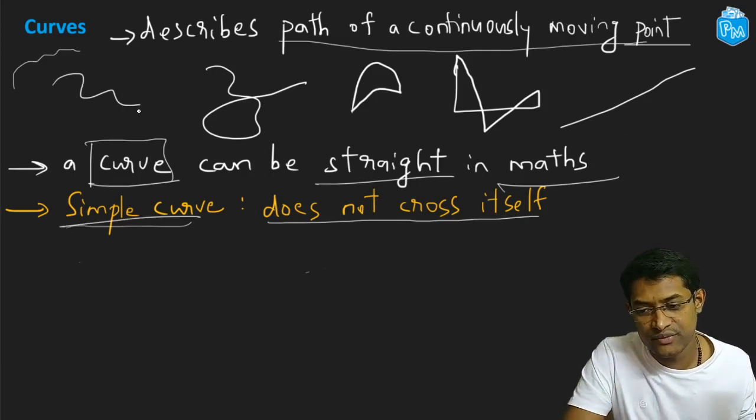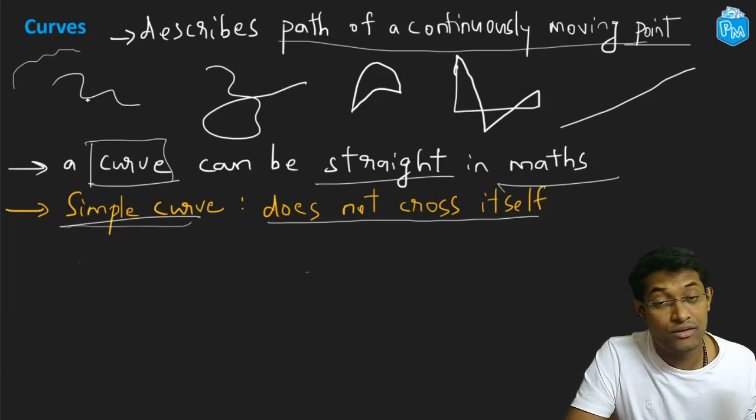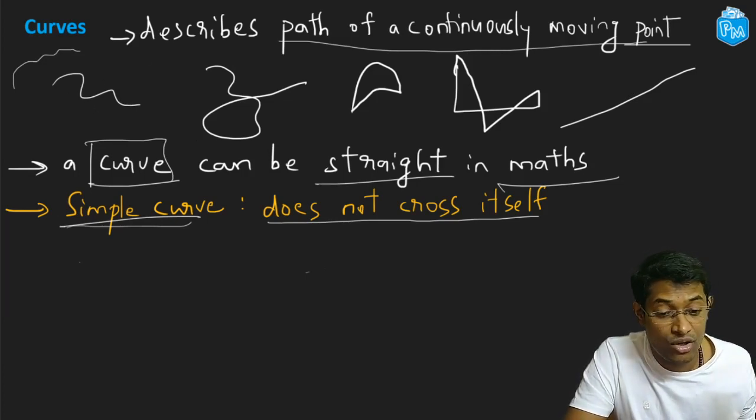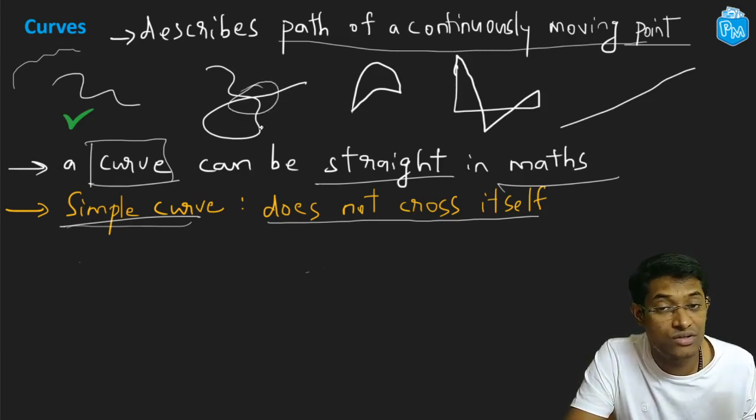All right, let's start with the first one. Does this curve cross itself? No, it does not, right? You can find no section where it crosses itself. So yes, this is a simple curve. What about the next one? Over here, you can see it crosses itself. Therefore, this curve is not a simple curve.